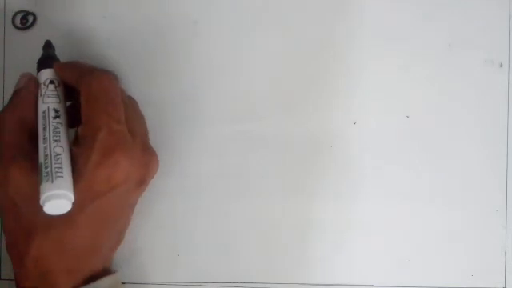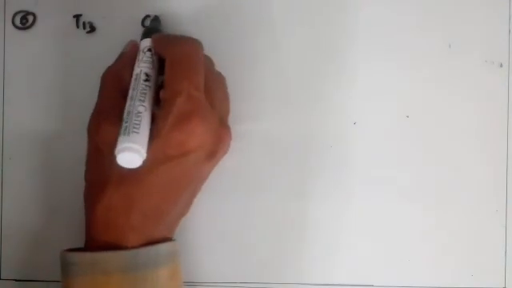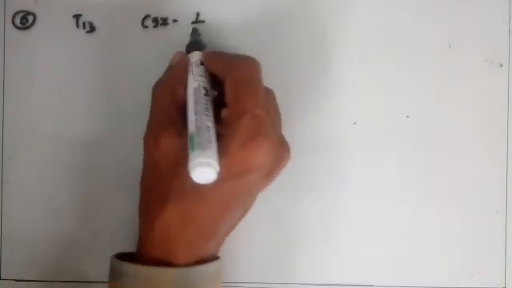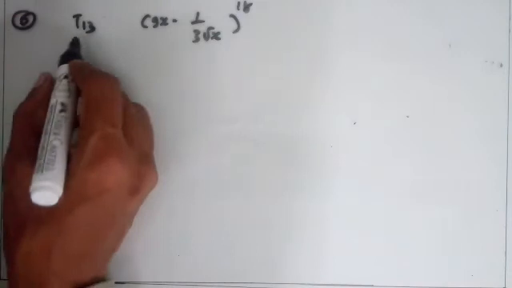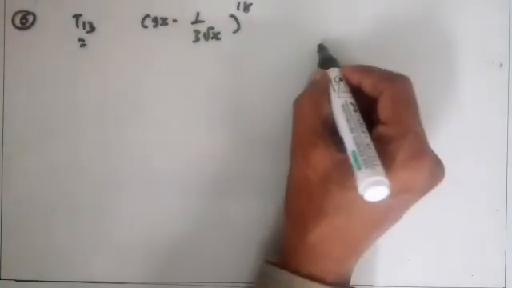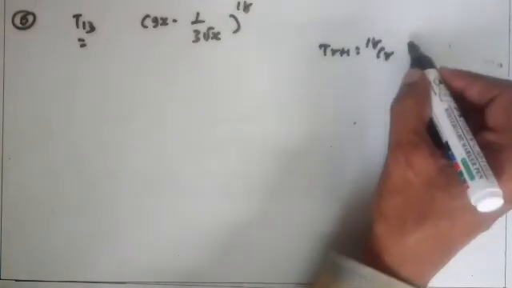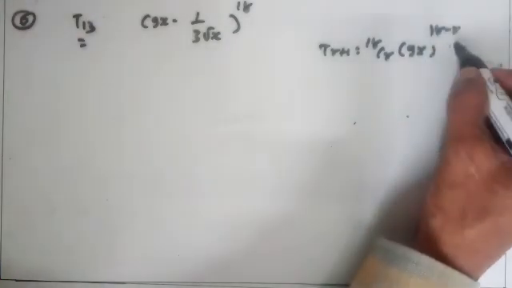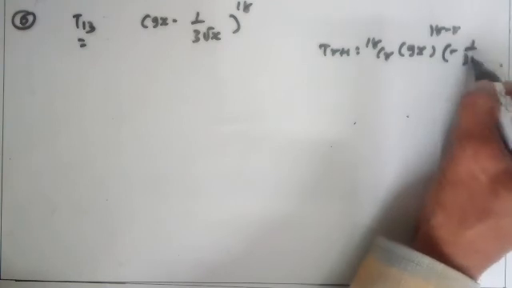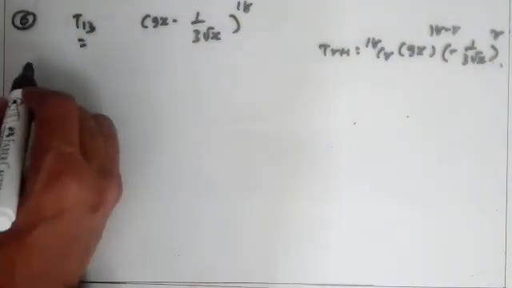Now question number 6. Find the 13th term in the expansion of (9x minus 1 upon 3 root x) raised to 18. Find the 13th term. We know that the Tr plus 1 term is equal to 18Cr (9x) raised to 18 minus r into (minus 1 upon 3 root x) raised to r. Same apply for this here for the 13th term.